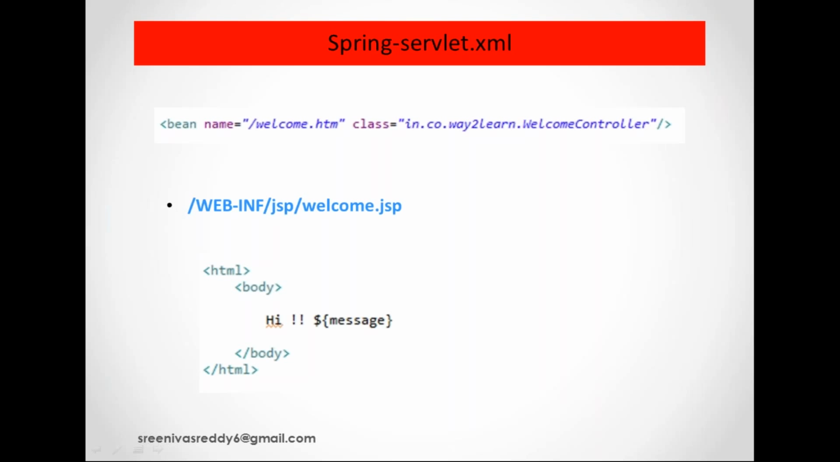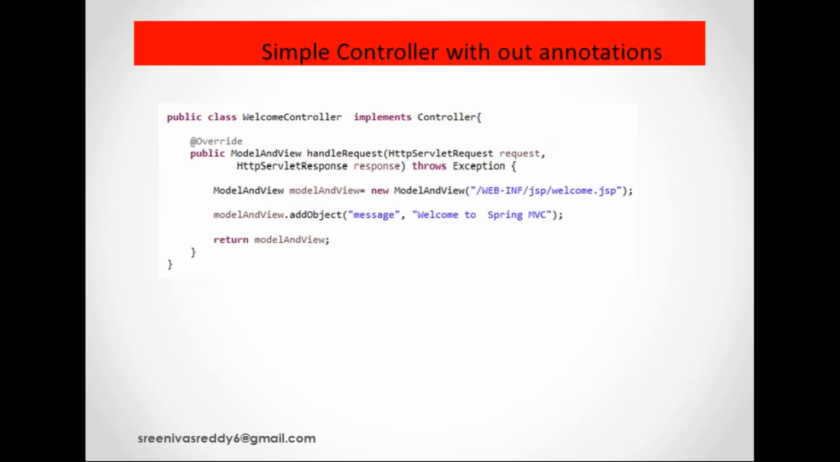So whenever a client requests welcome.htm, I want to invoke a controller called WelcomeController. This will be automatically scanned by the handler mapping and stored in the handler mapping space. Before the dispatcher servlet delegates any request, it contacts the handler mapping: has anybody registered for welcome.htm? Yes. Who is that? It is your WelcomeController class.